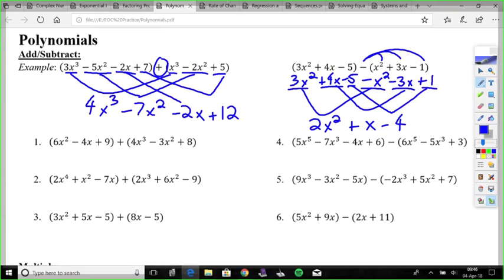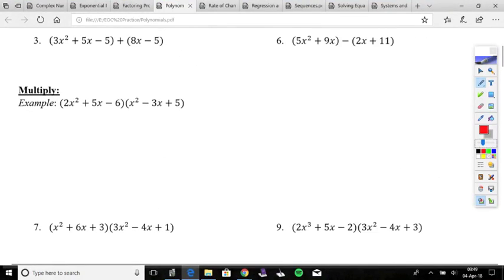But remember, like for instance, number 4, 5, and 6, change the signs would help you the most. So make the negative 6x to the 5th plus 5x to the 3rd and then minus 3. Because distributing that negative, all it's going to do is change those signs. Doing that helps clear up a little confusion. Okay? So let's go to multiplying.